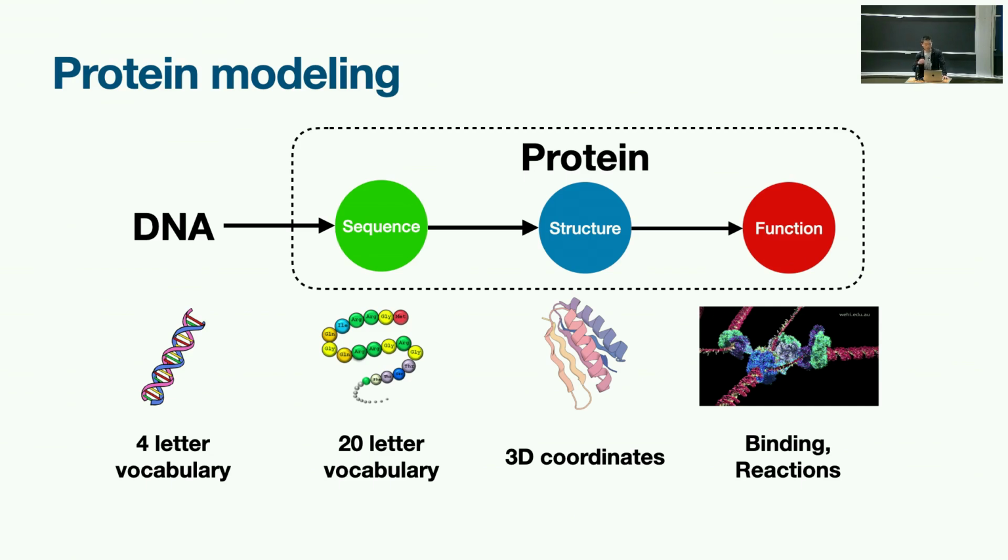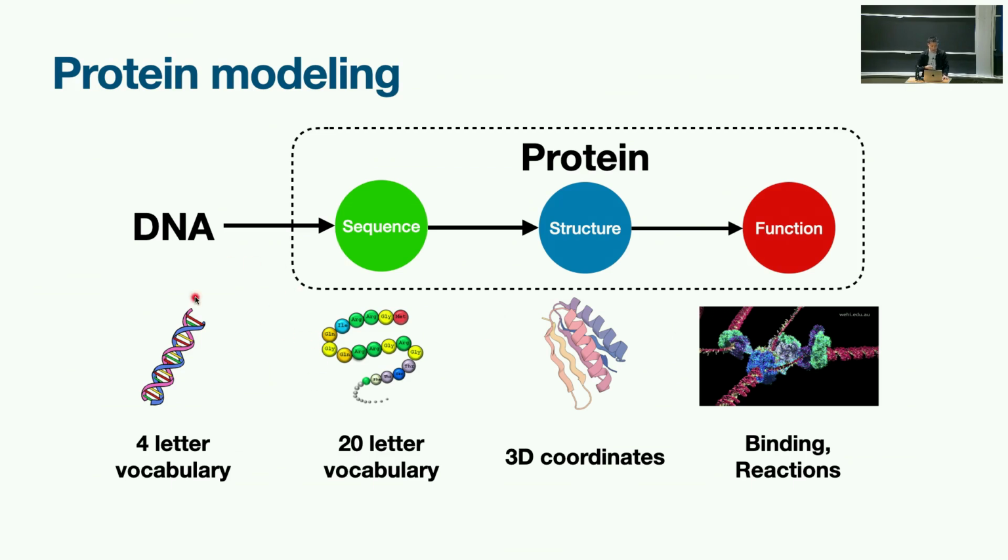And each of these is like a different data type. You start from a sequence that has a 4-letter vocabulary to 20, to the 3D coordinates. So it's also this very multimodal problem as well. You have to care about both this discrete type of data structure and this continuous type of data structure. And in function is this kind of Wild West where you also have to care about the dynamics of how proteins move and stuff.